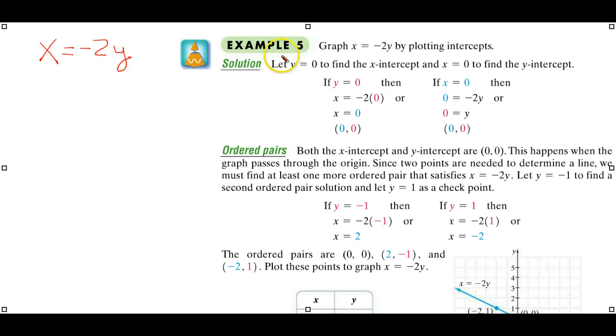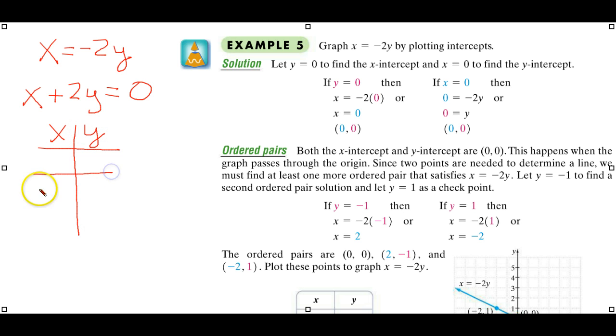Now, for example 5, they're giving us this equation. Let's put it in standard form. So x plus 2y equals 0. Now, if we were to make a t-chart, because they want us to find the intercepts, and this would be a 0 and this would be a 0. Well, if x is 0, then 2y equals 0. Dividing both sides by 2, this is 0.